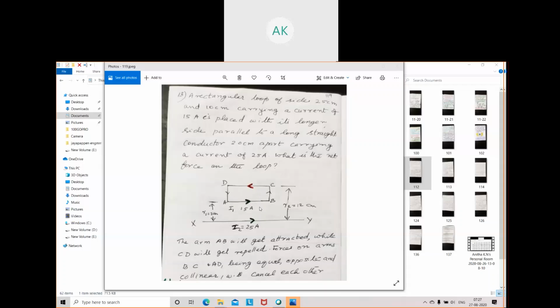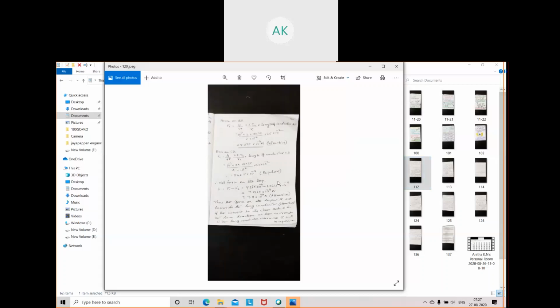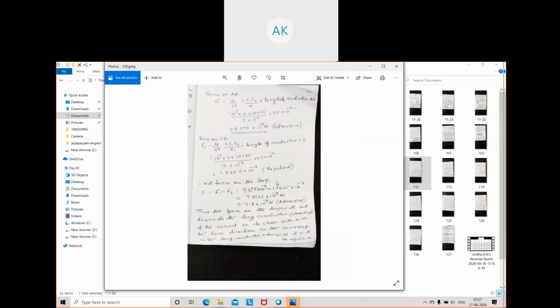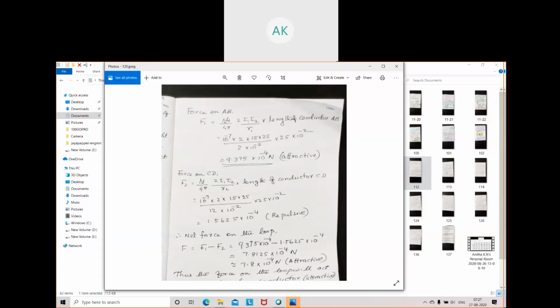Okay. So now we can do the calculation. What is the attractive force? What is the repulsive force? What is the net force? That we can find out. You see, force on AB is mu0 by 4 pi into 2 I1 I2 by R into the length of the conductor.